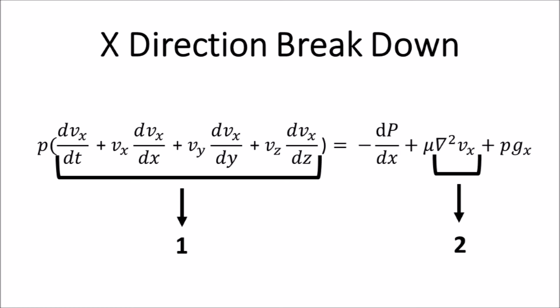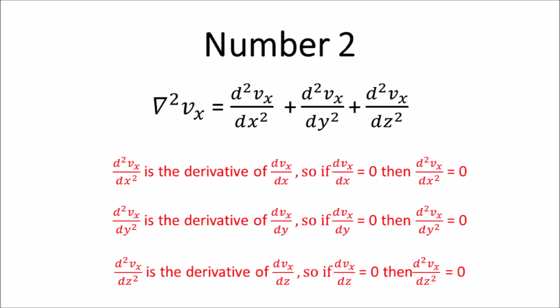Great, so now we figured out how to identify the left side of the equation. Now we will explain another part of the equation, which is labeled as number 2 here. Now looking at the Laplace operator of the velocity in the x direction, we have broken it down into 3 parts. We can apply our understanding of the left side of the Navier-Stokes equation here.